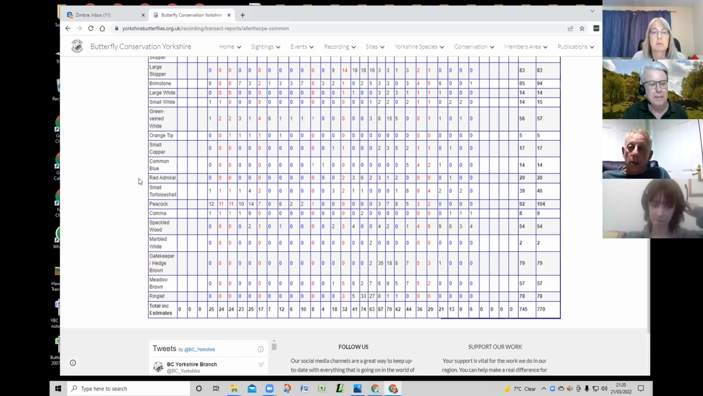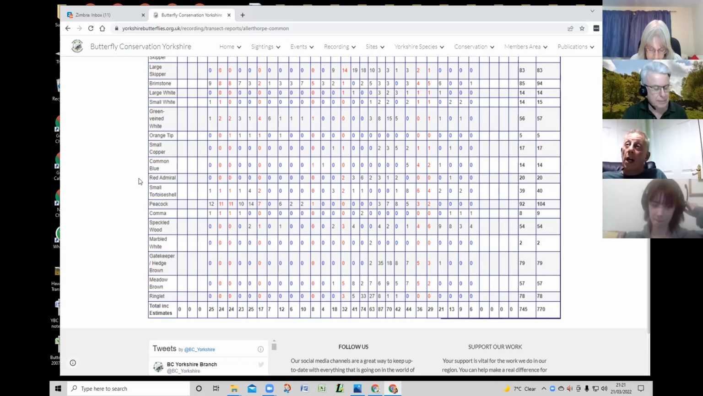Fairly good numbers of wall brown is probably the highlight. Common blue, small copper, the whites, of course, and brown argus is on the site. It's fairly low numbers of brown argus and low numbers of common blue, but they are holding their own.